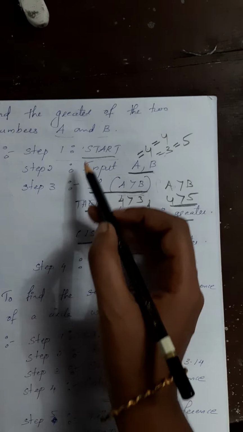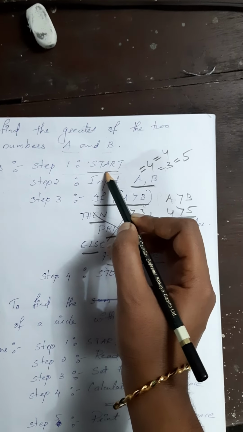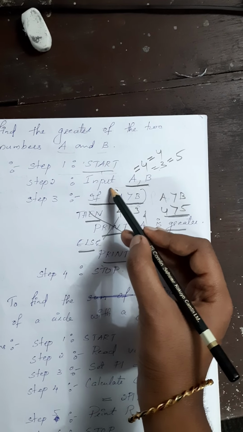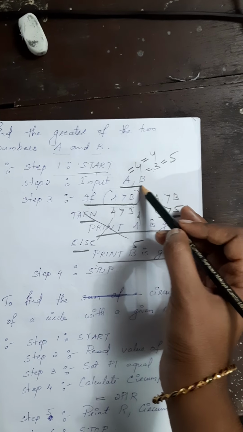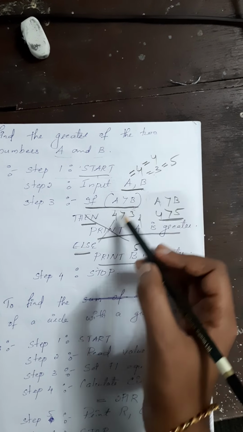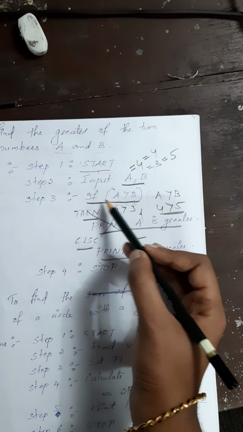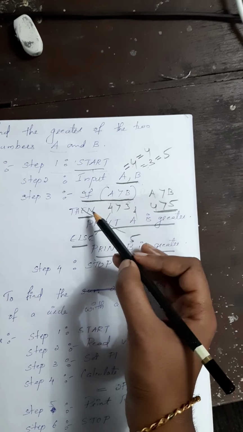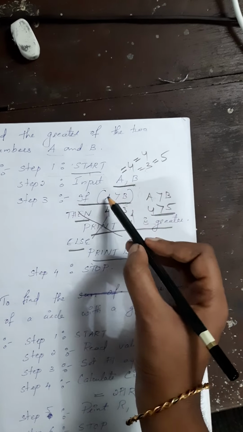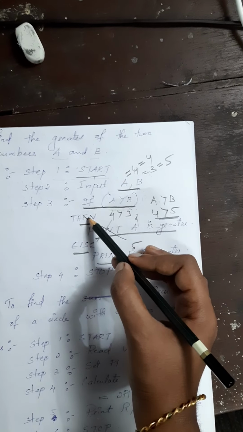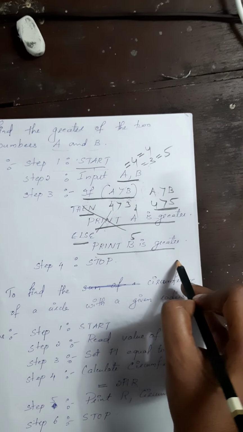Here, first your algorithm should start with the word start. Then you have to give the inputs. Here my inputs are A and B. Let A be 4 and let B be 3. Then we have to give the equation or formula for finding the greater number. The formula is if A greater than B. Then if this particular statement is true, then print A is greater. If this particular statement is false, then we will skip this part. Then we'll come to the else part and we'll print B is greater.